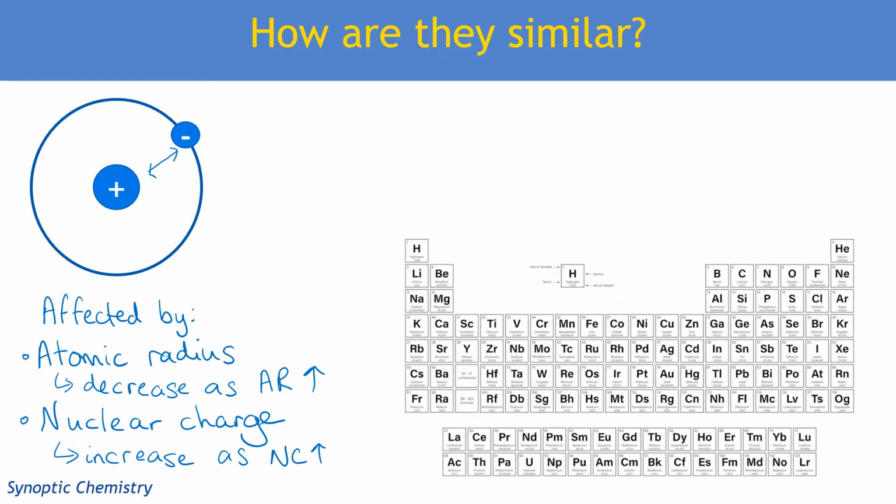So what does that mean in terms of trends? It does mean that they have the same trend as you go across a period and as you go down a group. So if we look at going down a group first, although we do have an increasing number of protons in the nucleus, so we do have increasing nuclear charge, we generally have much more increase in atomic radius, which is far more significant.